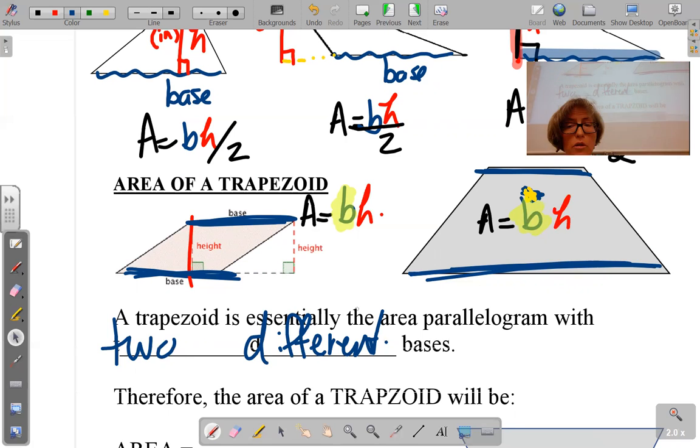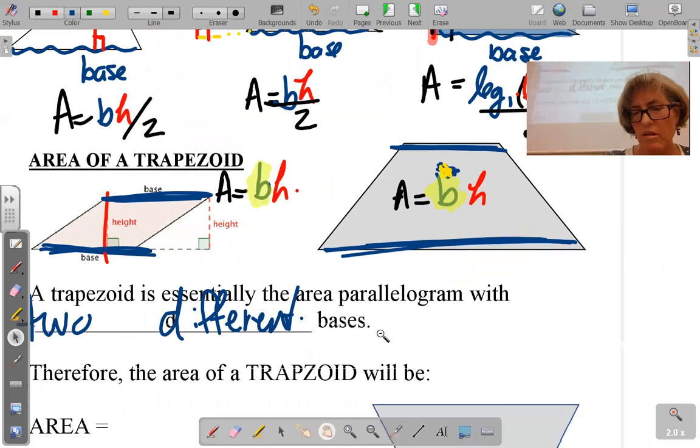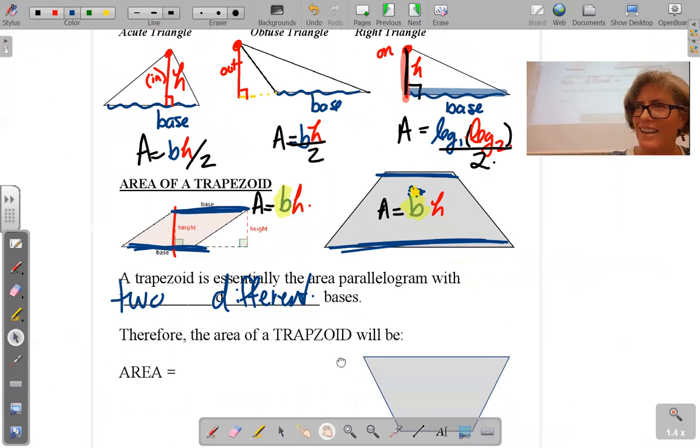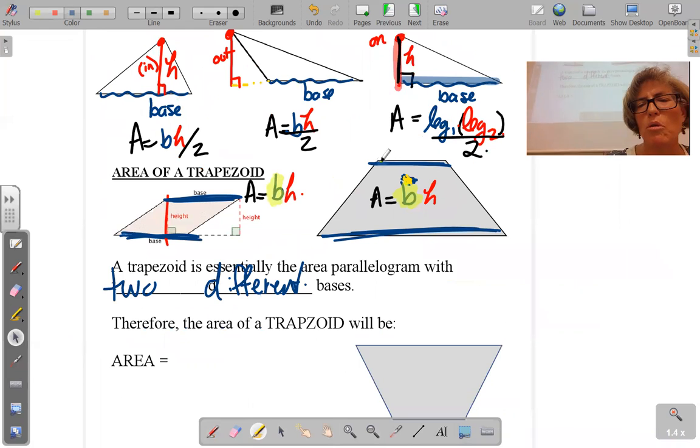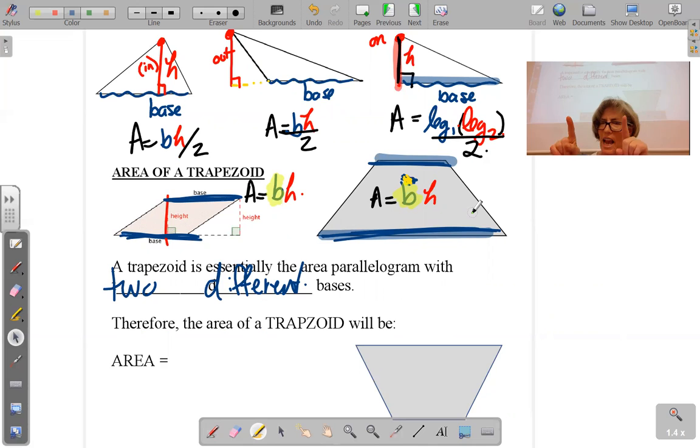And because we have 2 different bases, what we do is we average those bases. How do you average anything? How would you average 2 numbers? If I wanted to find the average between your age and my age, we would take those 2 numbers and add them, not subtract, and then we divide by 2. That's how we average for 2 things.